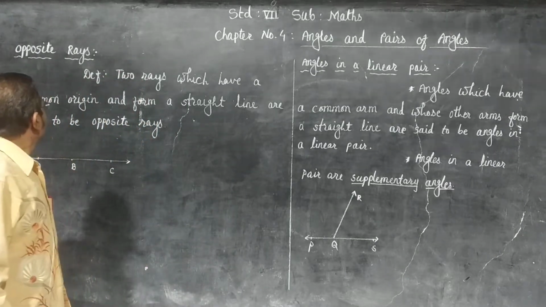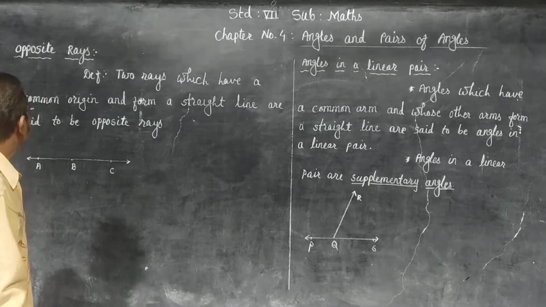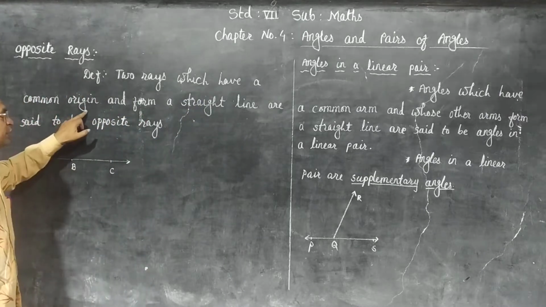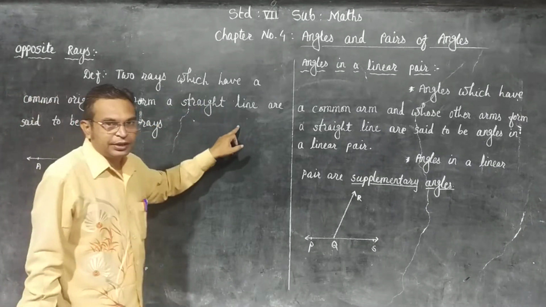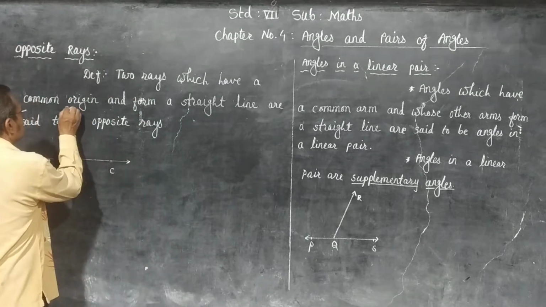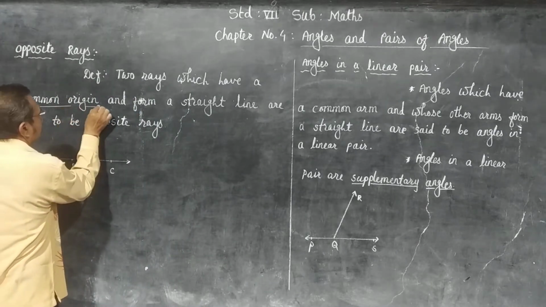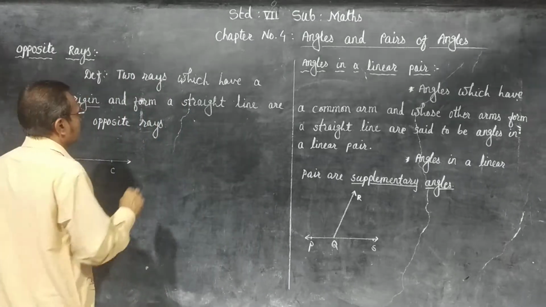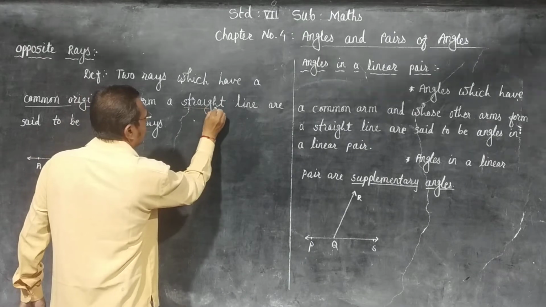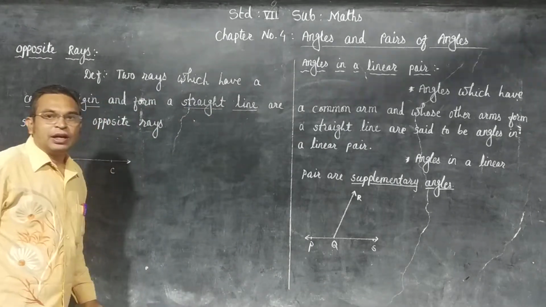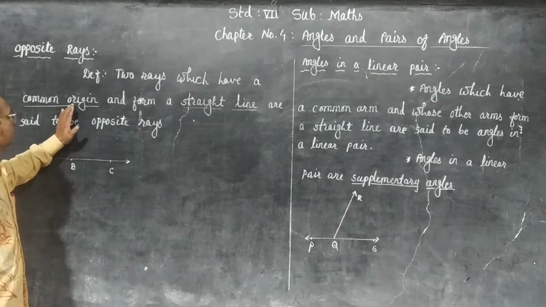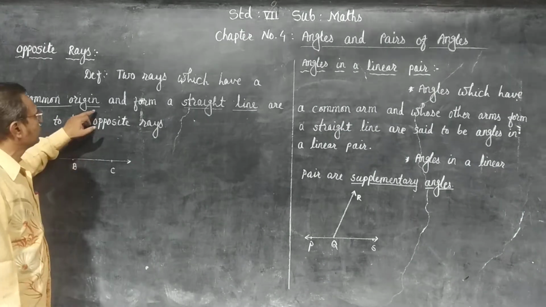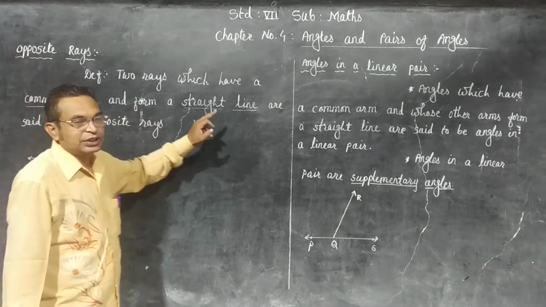Today we are going to learn opposite rays. Opposite rays means two rays which have a common origin and form a straight line. Here two words are important: common origin. Origin means the starting point of the rays is common, and they form a straight line. Given two rays have the common origin and form a straight line.